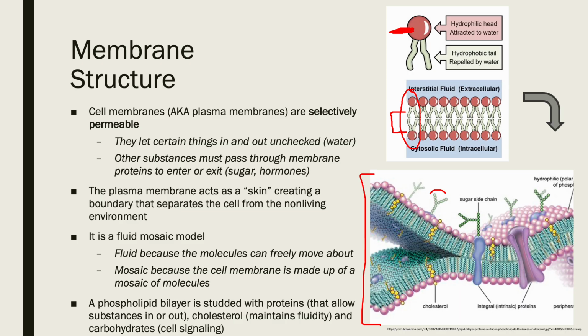Then we have carbohydrates that make up a component of the cell membrane. We have things like cholesterol. Again, this was a type of lipid, a steroid that we learned about in chapter 3, and this just helps keep things fluid. And we then have proteins. So these proteins are actually what allow certain things to come in and out. And because we have all these various components working together, we call the plasma membrane a fluid mosaic model.